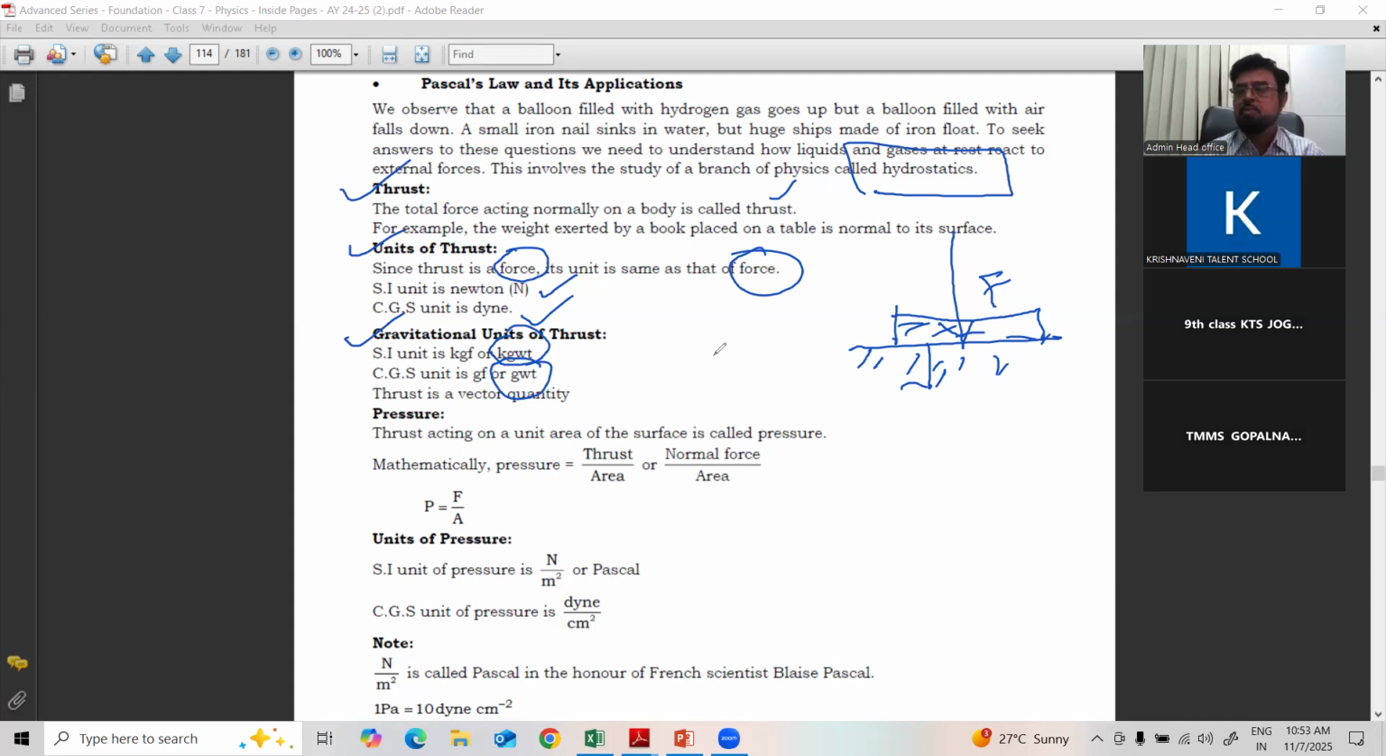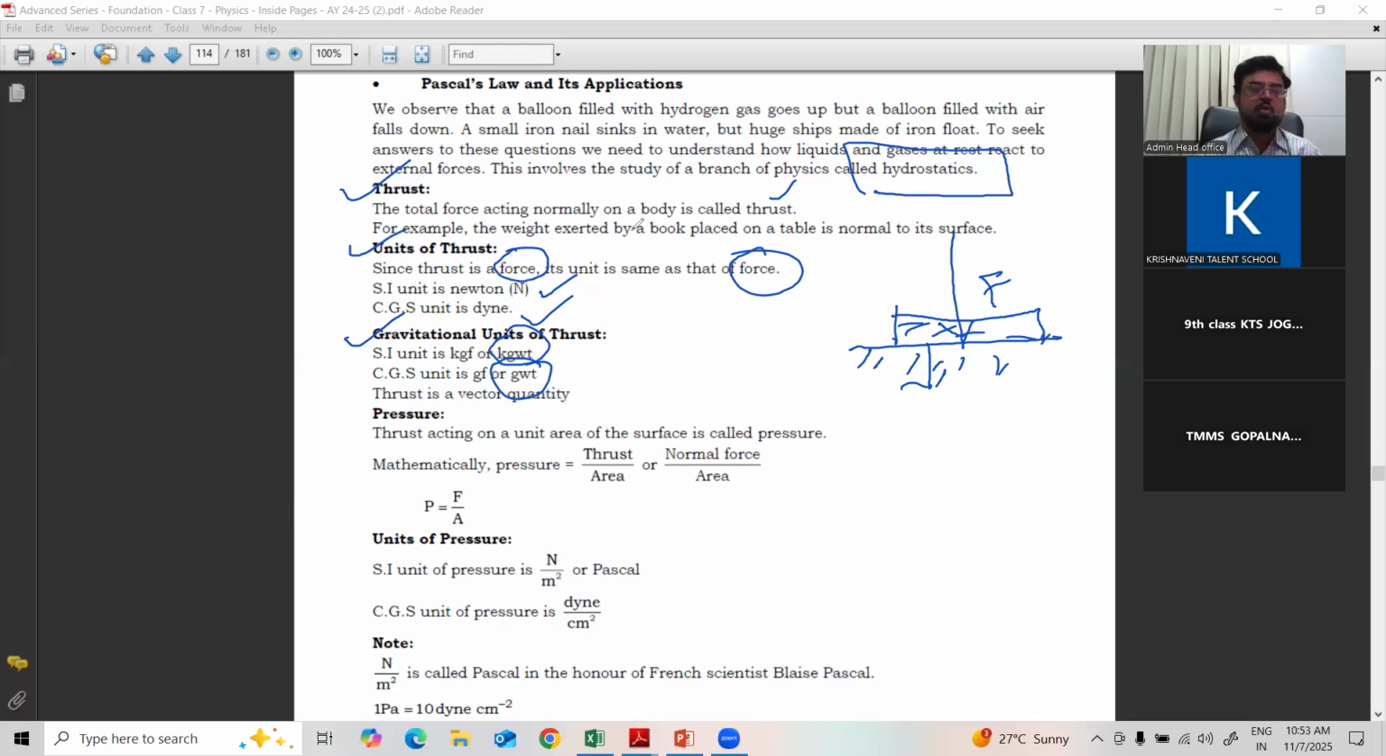So thrust is a vector quantity. It has both magnitude and direction. It acts along a particular direction, and when direction is there, it is called thrust. Thrust is nothing but a force acting perpendicular to the body. That's all. It is nothing but force, but in a specific direction. A book placed on a table exerts thrust on the table in a perpendicular direction. As direction is mentioned, it is a vector quantity.